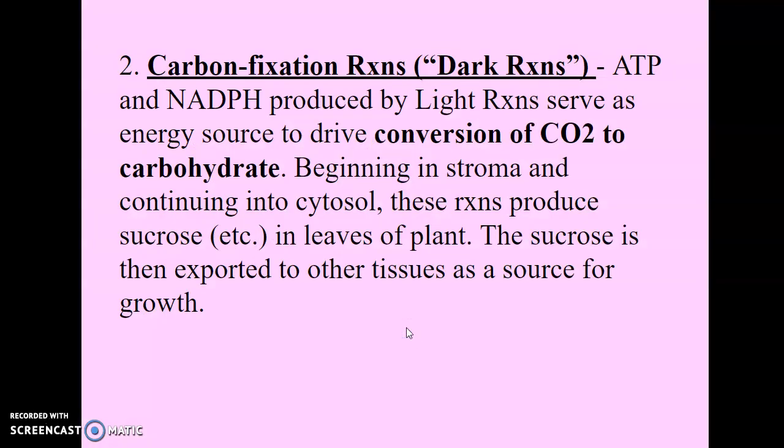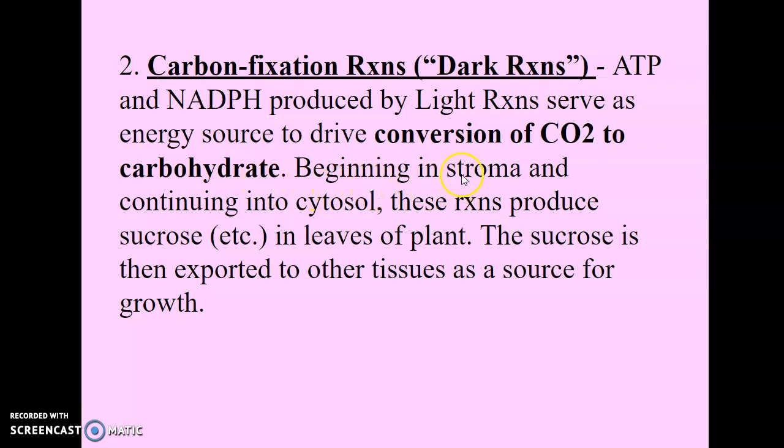So the second stage is our Calvin cycle. We can also refer to it as the carbon fixation reaction, or the dark reaction, I would not say that, but that's ultimately how you can think about it. So we would say the light independent reaction, okay, or the carbon fixation reaction, or the Calvin cycle. So in the second stage, we have ATP and NADPH that are produced by the light dependent reactions, and those will serve as the energy source to drive the conversion of carbon dioxide from the atmosphere into carbohydrates, and that would be in the form of G3P, and then ultimately in the form of sucrose.